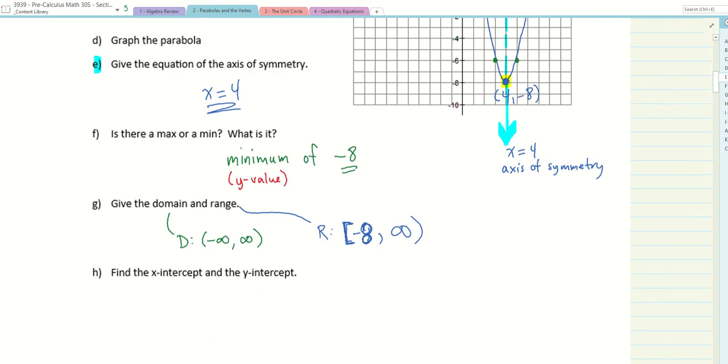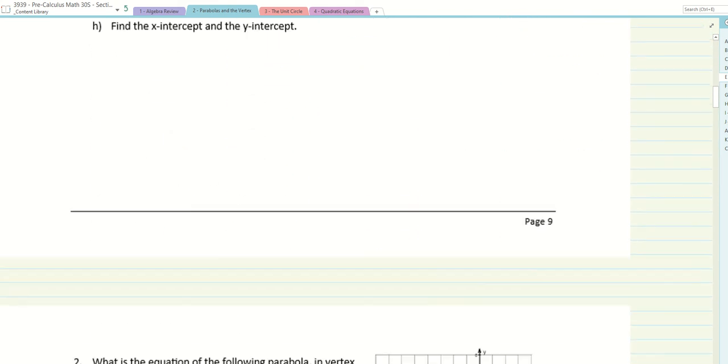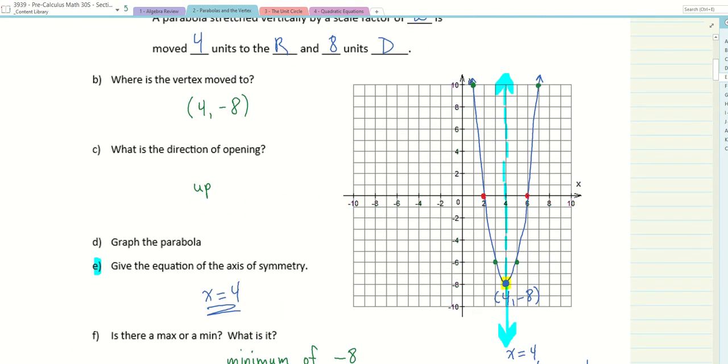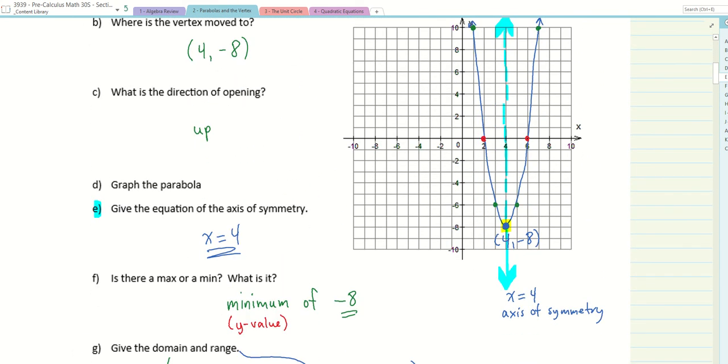The x and the y-intercept. We are going to look at a couple of different ways. First of all, the x-intercept is where our graph crosses or intercepts the x-axis. So the x-intercepts are clearly 2 and 6.